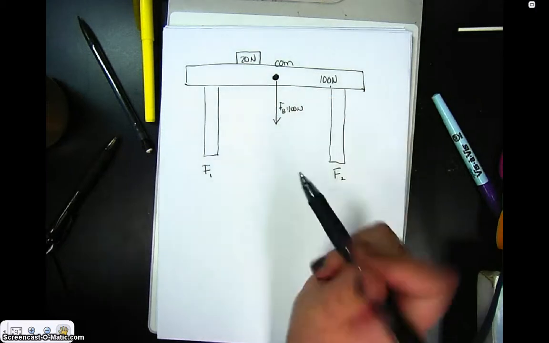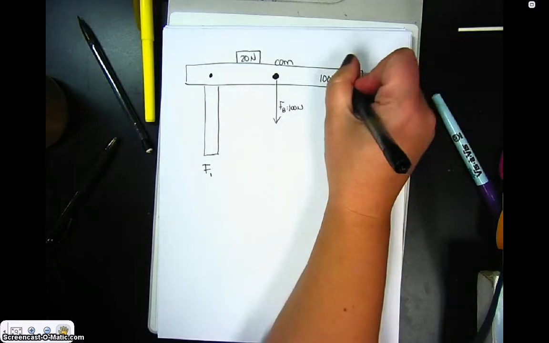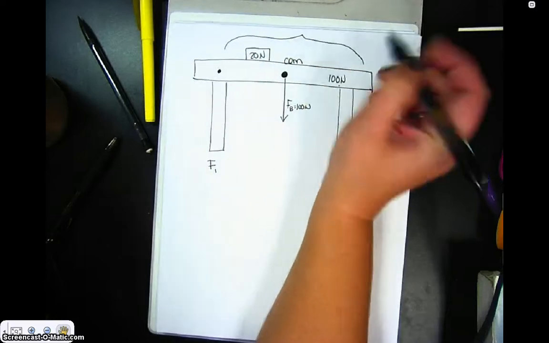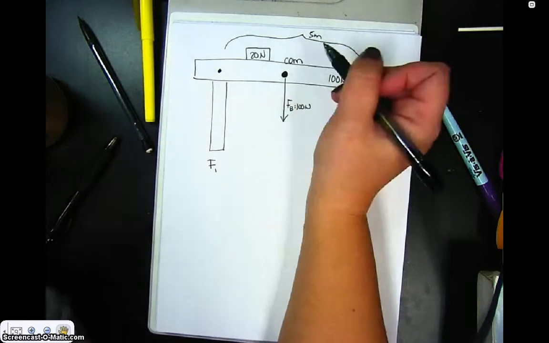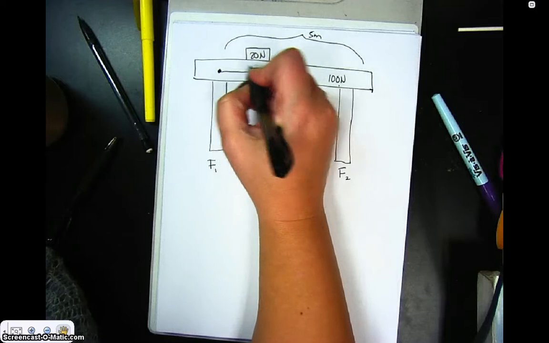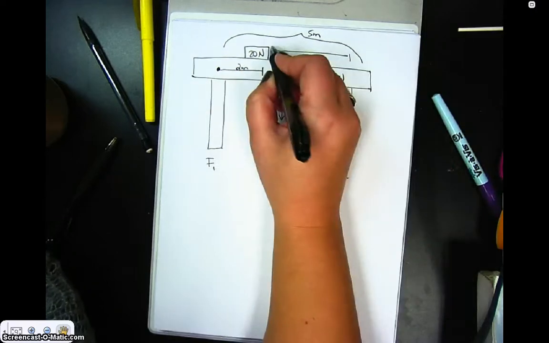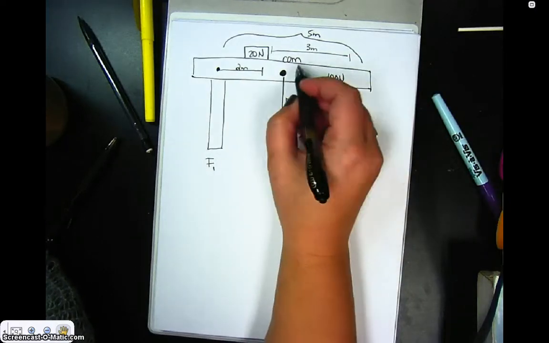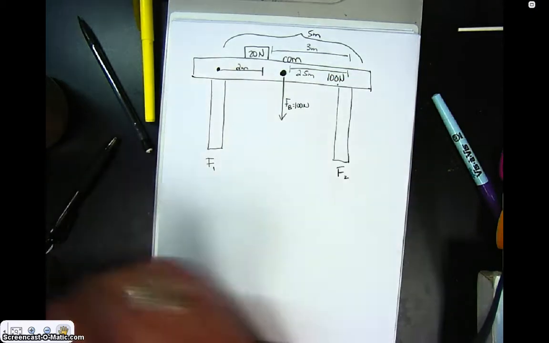So I need some distances, so let me just make up some numbers here. Let's say that between here and here is 5 meters. So the entire distance from leg to leg, and this is a giant table, is 5 meters. And the 20 Newton box, we'll say, is about 2 meters away. So this distance would be 2 meters. That means between here and here we would have 3 meters. And the distance to the center of mass then would be 2.5 meters. All of those numbers are going to be relevant in this problem.